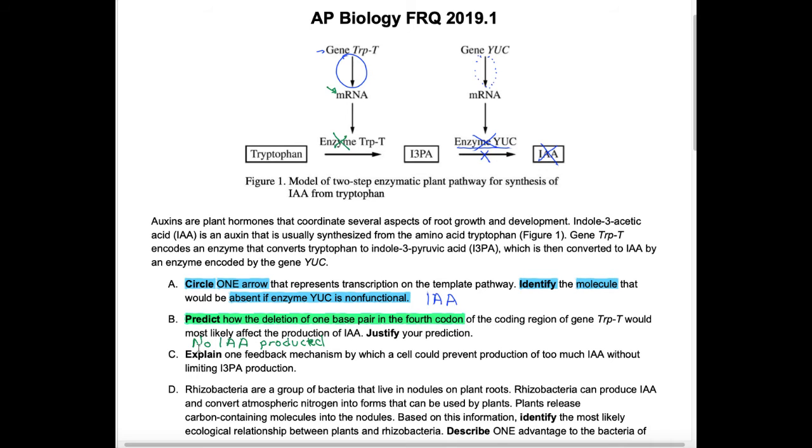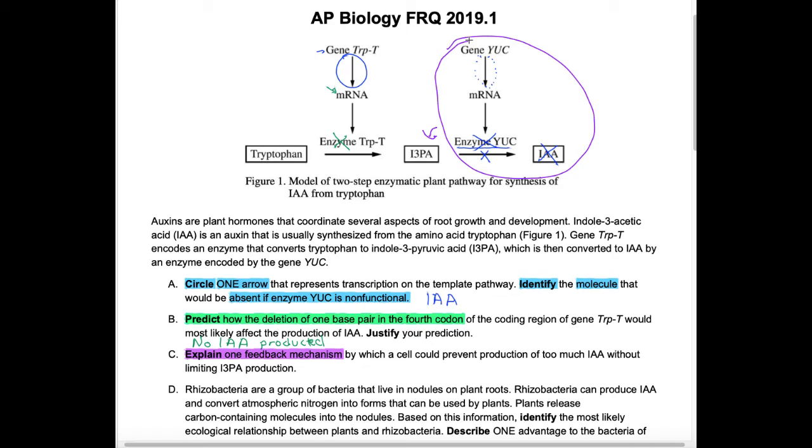Simply put, my task verb is explain: a feedback mechanism that's going to allow us to reduce IAA or limit its production without affecting, again, I3PA. So the first thing that I do is ask, what part of the diagram do I want to focus on? Well, I don't want to mess around with this right here, so I'm going to focus on everything in this region of the diagram. I'm going to ignore everything to the left because I'm trying not to affect I3PA.